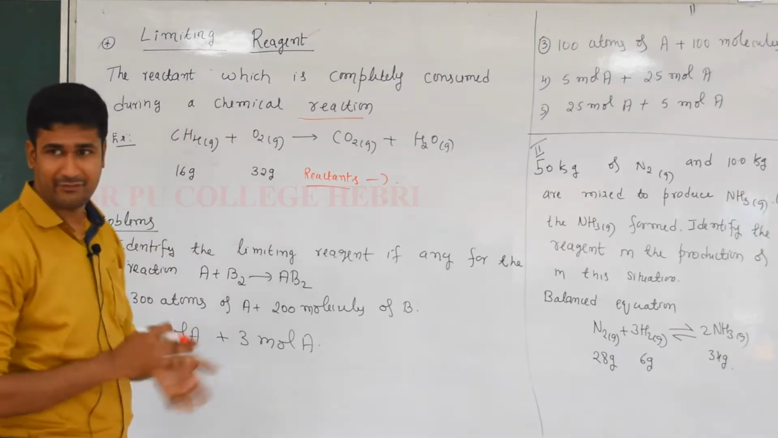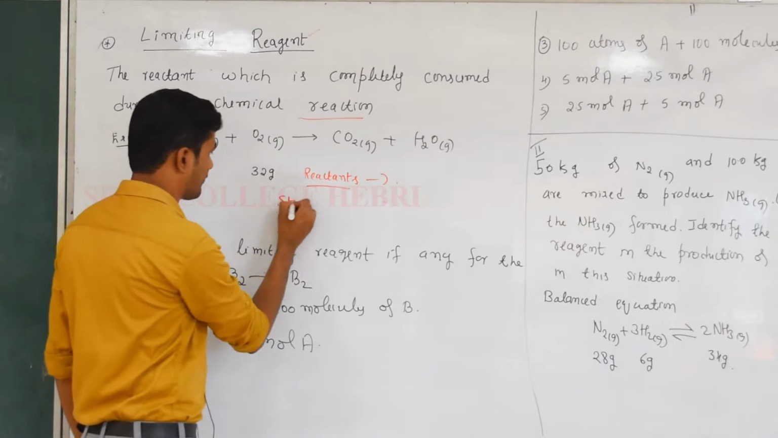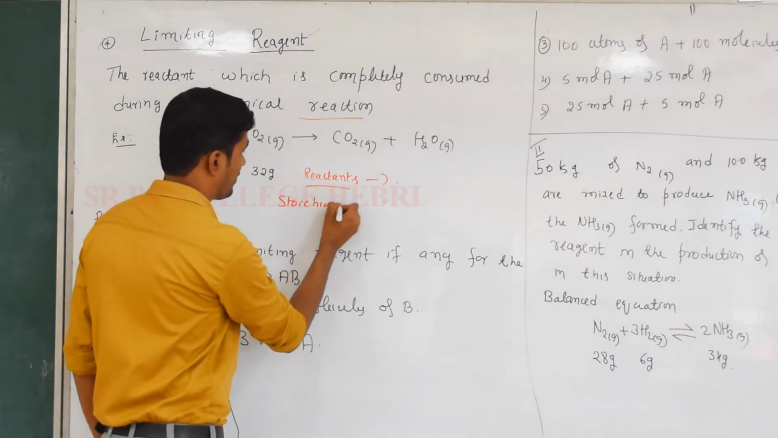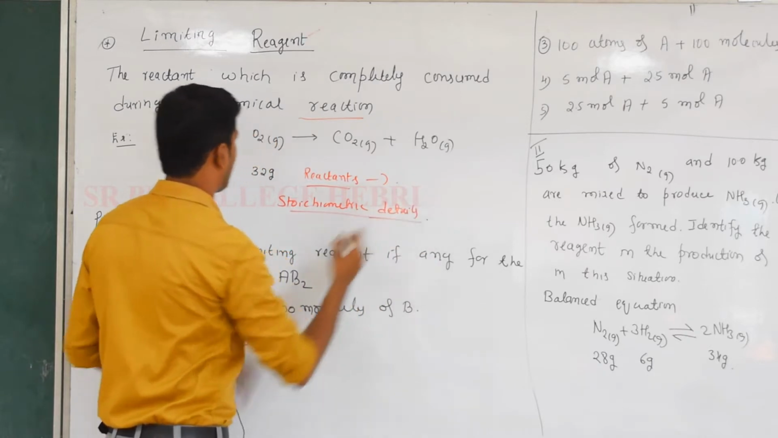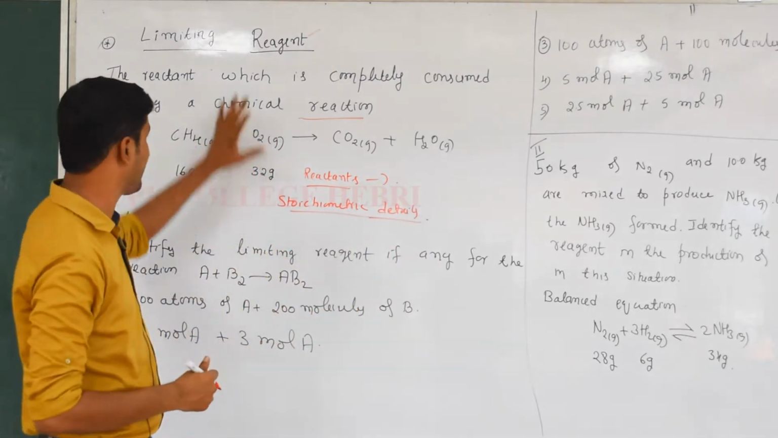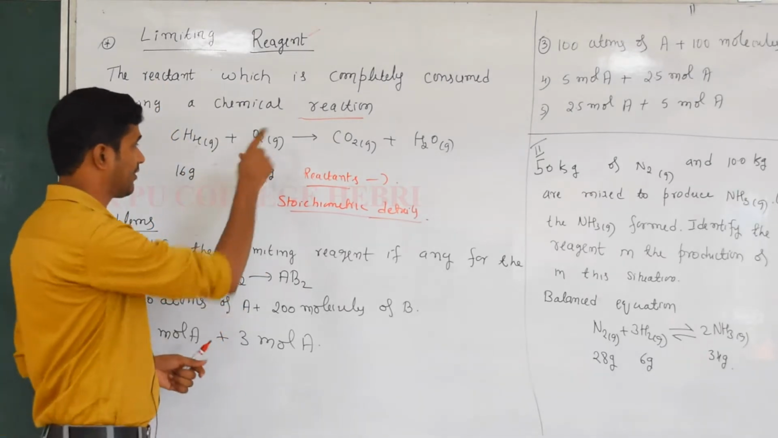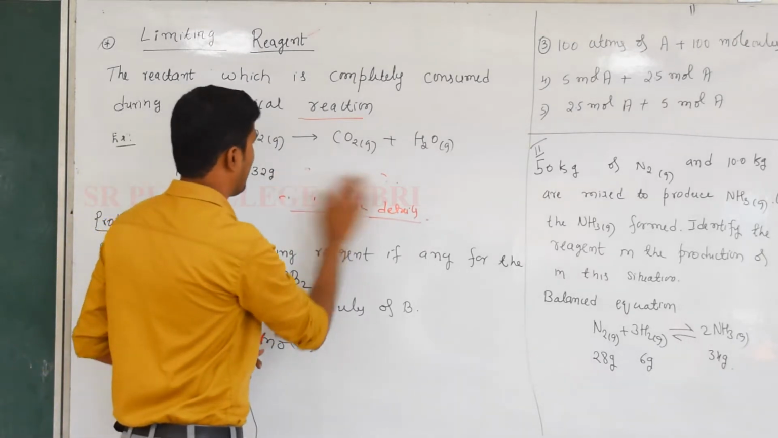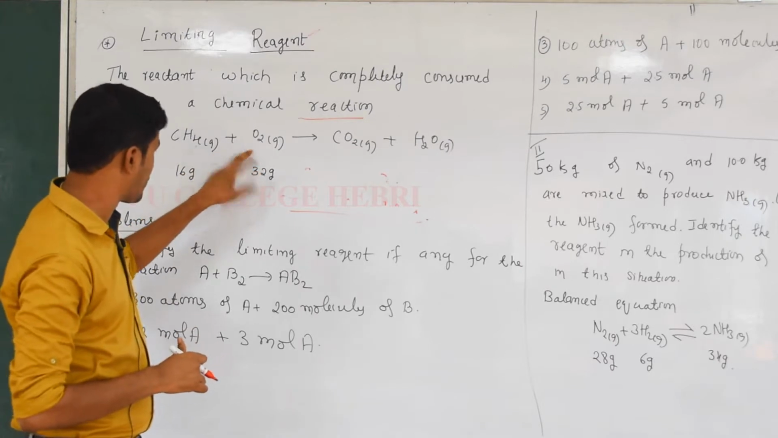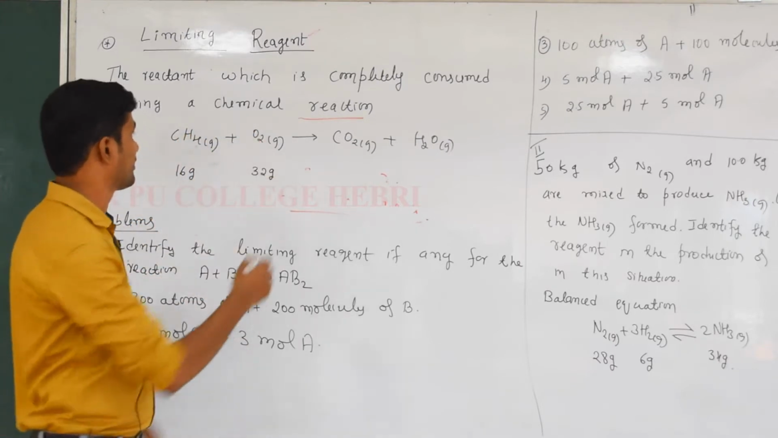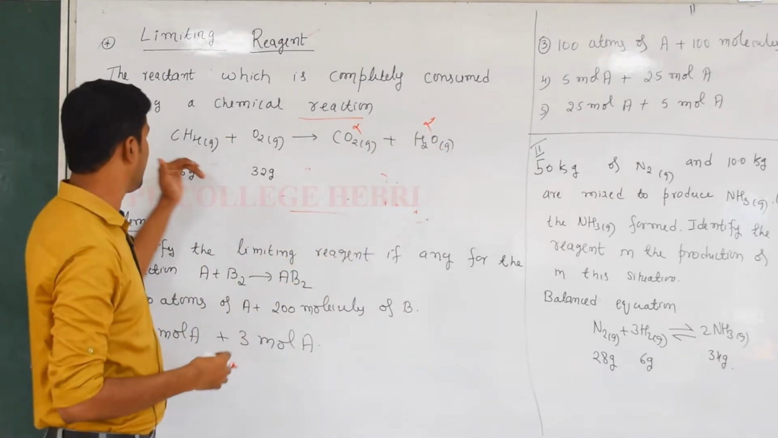In order to identify the limiting reagent, we have to know the stoichiometric details of the reaction. If you write the stoichiometric details of any chemical reaction, you can easily identify the limiting reagent of that particular reaction. Here I have written one example: the combustion of methane, CH4 plus O2, methane is burnt with oxygen to produce CO2 and H2O. Now these products are not important, we need the reactants.